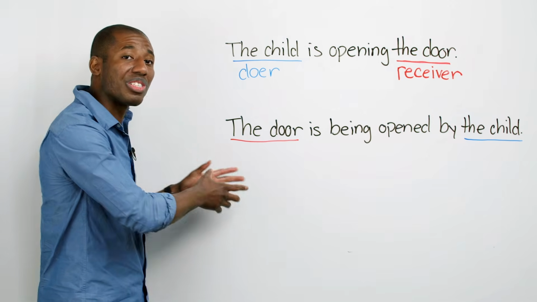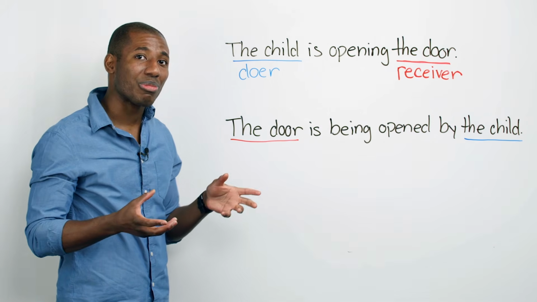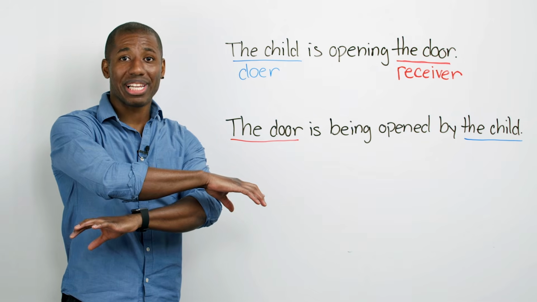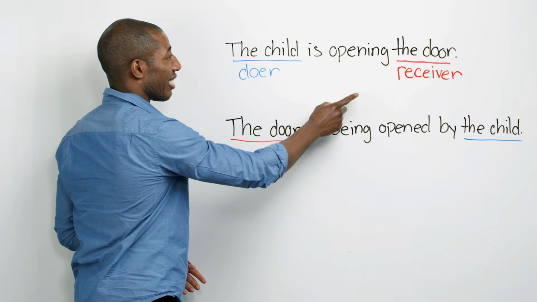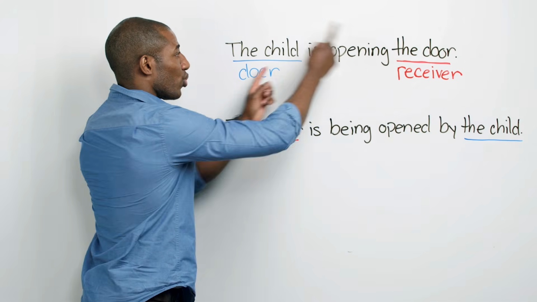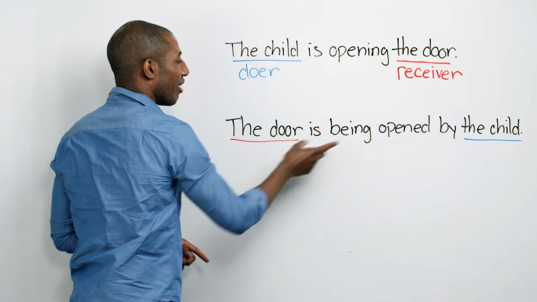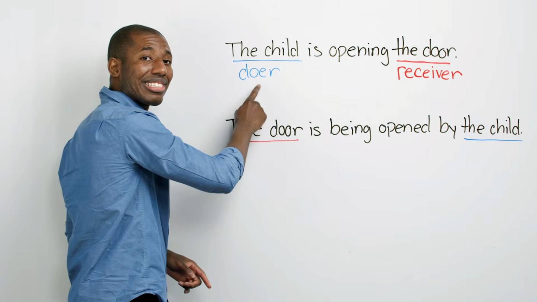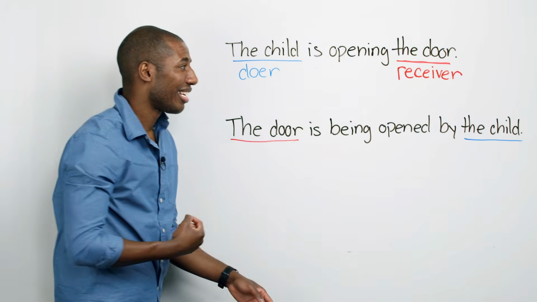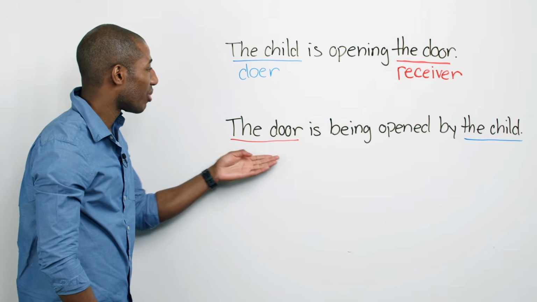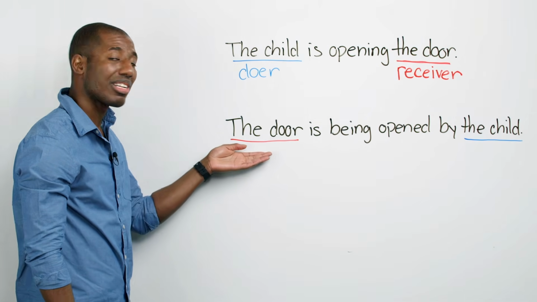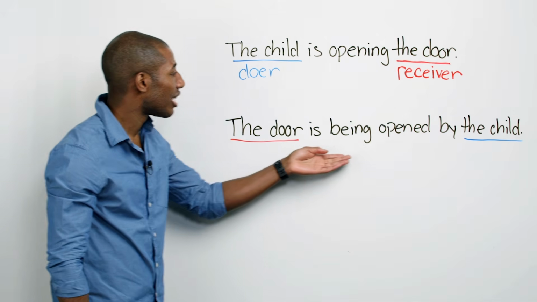Now, when we're switching over to passive voice, we learned from before that our doer and our receiver swap places. So like in our sentence here, our doer and receiver are now in two different spots. So the door is now in the beginning of the sentence and the child is at the end. The door is being opened by the child. The door is still our receiver, is being opened.